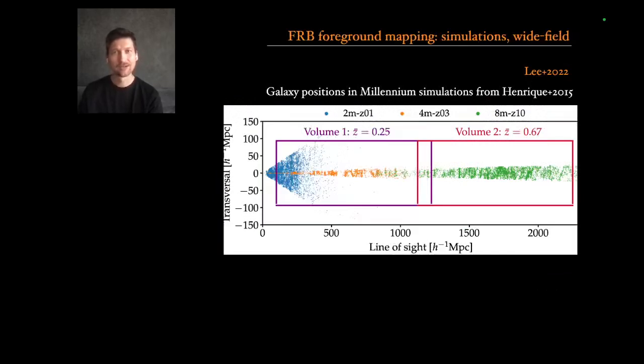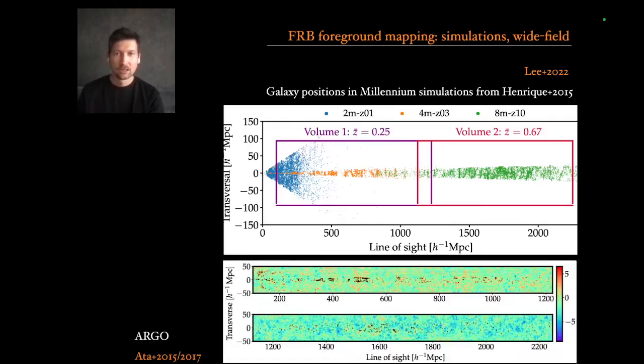So first we tested our technique on mock observations, and this is published in KG Lee's paper in 2022. For that, we utilized the Millennium simulations and the associated Henriques 2015 galaxy catalogs. From these catalogs, we extracted the galaxy positions, their redshifts, and their properties in the foreground of some number of mock FRBs. We then used a Bayesian density reconstruction called Argo to get the density field along the line of sight of these mock FRBs.